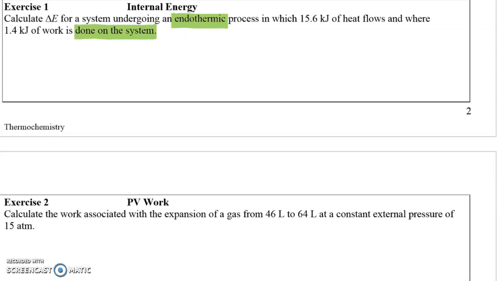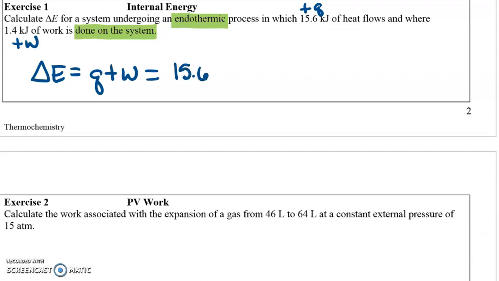For an endothermic process, we have this much heat going in, so that's going to be a positive Q value. Since this work is done on the system, that is a positive work value. So our delta E is going to be Q plus W, heat content plus work. In this case, it's just 15.6 kilojoules plus 1.4 kilojoules, which gives us a total of 17 kilojoules of energy change in the system.